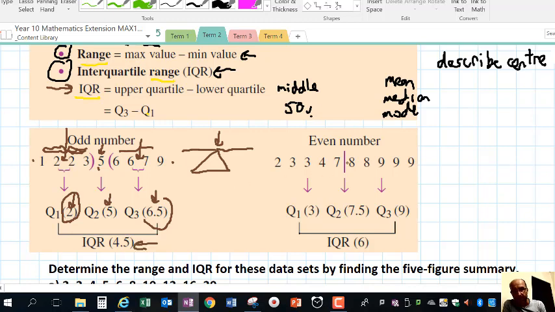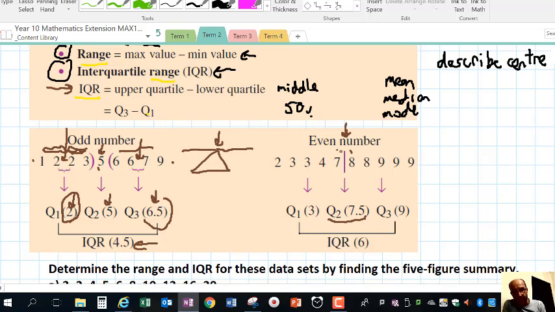If there's an even number of data, the main difference is in finding the median. It'll be halfway between 2 numbers. So we've got 10 data points in the data set. The median will be halfway between the middle 2 numbers, which is 7.5. So the median Q2 is 7.5.